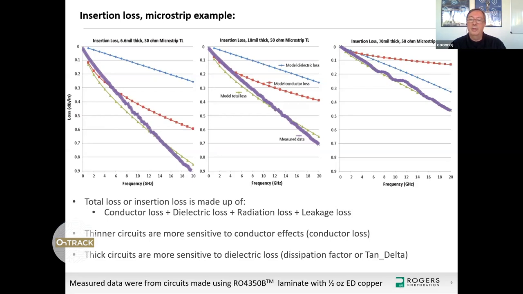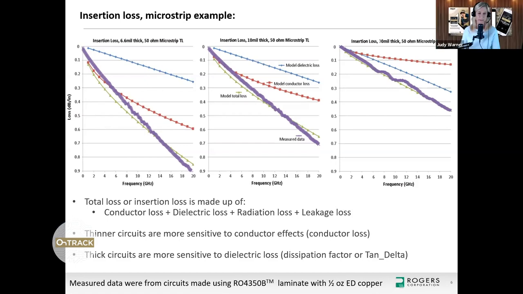So a quick summary: a thin circuit is very sensitive to the conductor effects, and a thick circuit is very sensitive to the dielectric effects, which is dissipation factor, tan delta, something like that. So that's a quick overview of insertion loss in a microstrip transmission line. Does that make sense, you think?